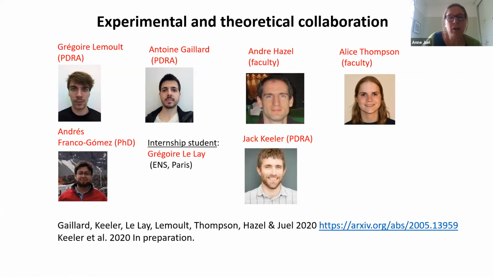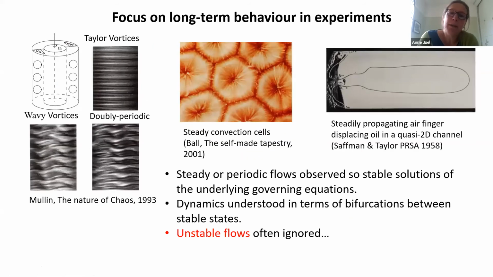Okay, so the starting point of what I want to say is really from the experimental point of view. In experiments, an experimentalist tends to look at long-term behavior in fluid flows. So for instance, if you take classical fluid systems like the Taylor-Couette system, you look at Taylor vortices or wavy vortices. You might look at steady convection cells in Bénard convection, or in a system where you displace oil in a quasi-two-dimensional channel, you may look at the steadily propagating air finger that appears at long time following the Saffman-Taylor instability.